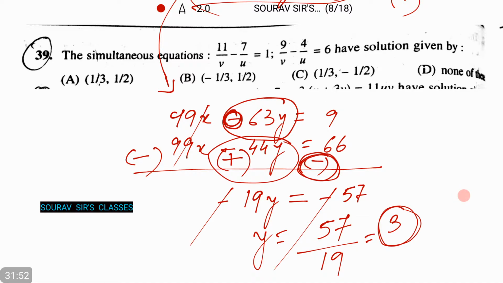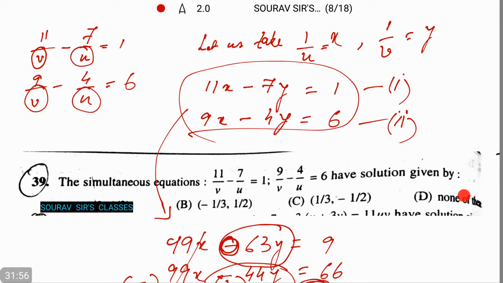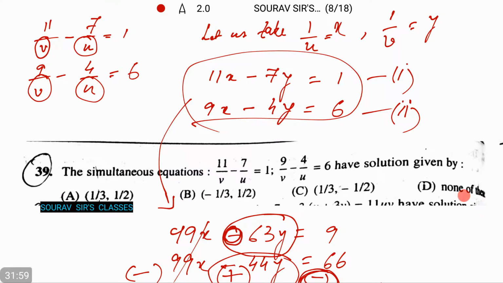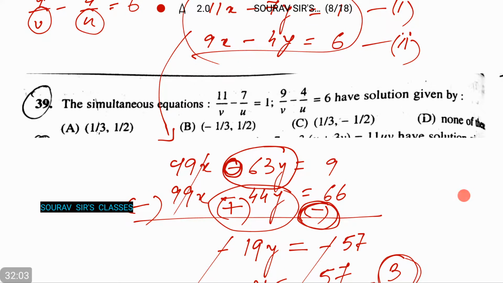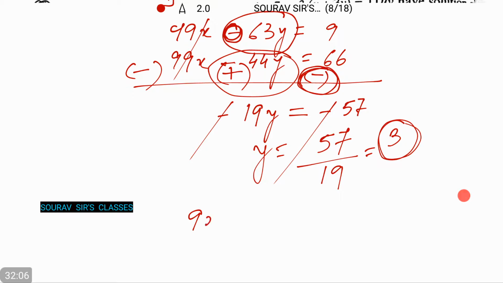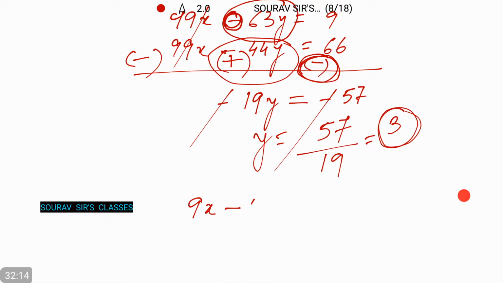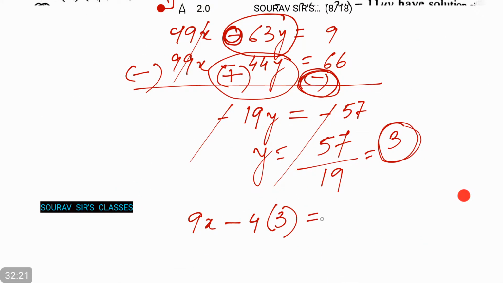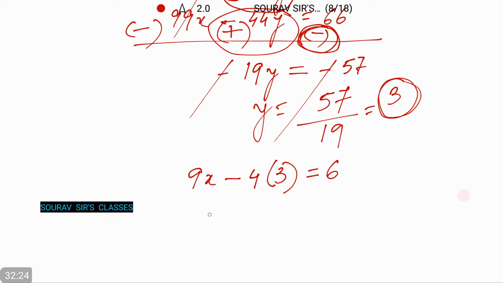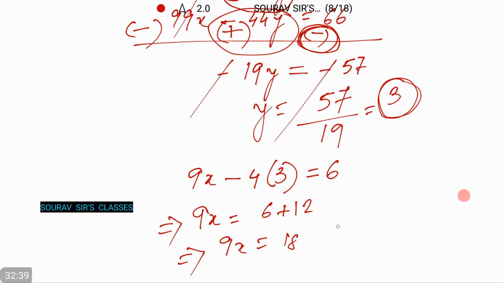So we substitute the value of y in, let's say, the second equation, and then we'll see what happens. So we have 9x minus 4y, minus 4 into 3, equals 6. So this becomes 9x equals 6 plus 12, and this becomes 9x equals 18, and x becomes 2.